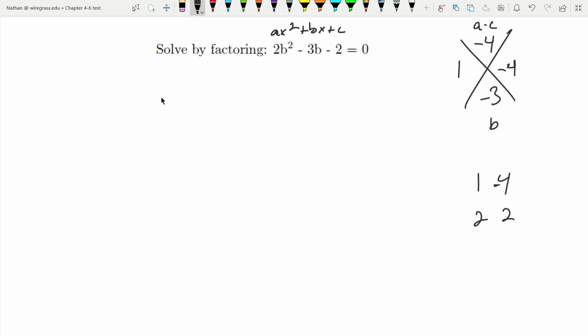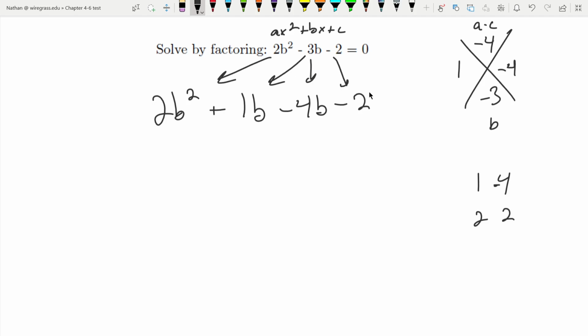Okay, so we're going to get 2b squared. I'm going to bring down the first term. Then add 1 from this times the central variable b. Then this minus 4 times the central variable b. And then bring down the last term. So once again, I broke up the middle term into these two, brought down the last term. Okay, now I can factor by grouping.